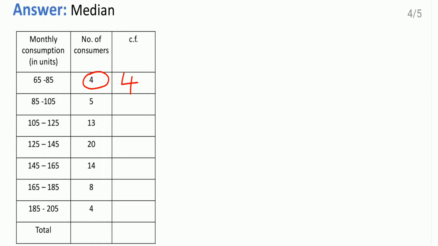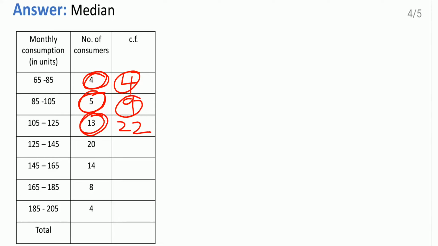Then if I say there are how many consumers who are using less than 105 units of electricity. So less than 105 from the starting. So 4 plus 5 will become what? 9. What I am doing here? This 4 and plus 5 I am adding. Now once again, there are how many consumers who are using less than 125 units of electricity. So from the starting, this one plus this one plus this one. So instead of doing like that, what I will do? I will just add 9 plus 13. Right? So 9 plus 13, it comes as 22.